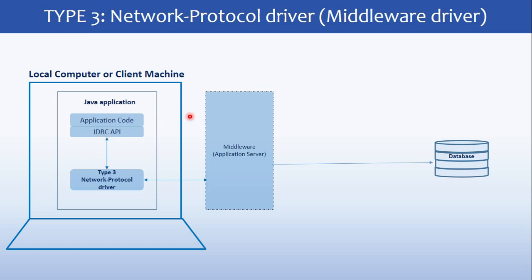Here we can observe this approach is a three-tier approach. We have a client machine, the middleware application server, and the database server itself. Because of this three-tier architecture, the flexibility of this kind of driver is greater as compared to the Type 1 and Type 2 drivers. The code, the JDBC API calls and the network protocol driver are all written in Java. That's why it is also called a pure Java driver.